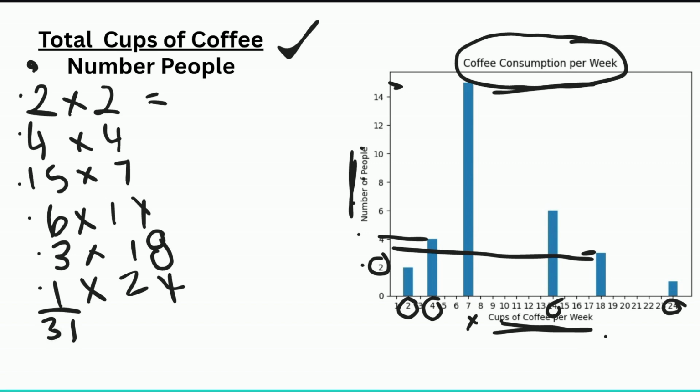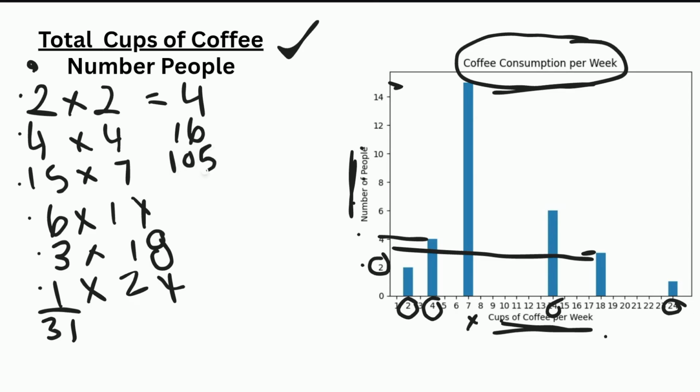And then we need to multiply these. 2 times 2 is 4. 4 times 4 is 16. 15 times 7 is 105. 6 times 14 is 84. 3 times 18 is 54. And then 1 times 24 is 24.